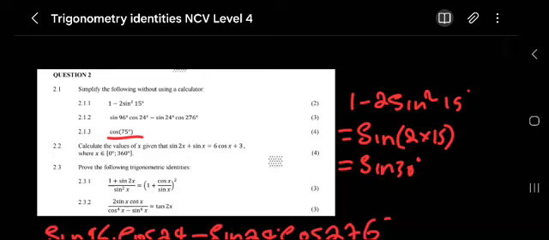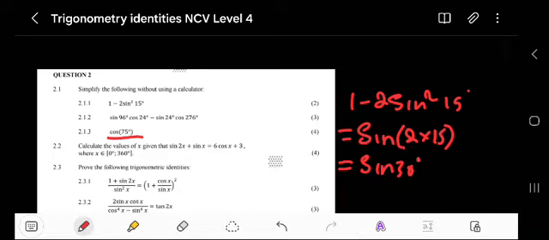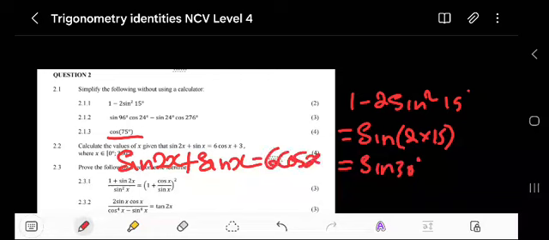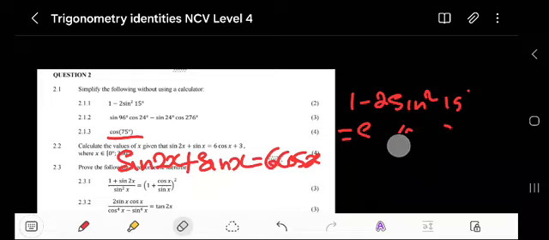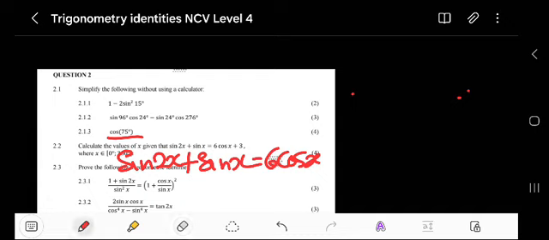Question 2.2, calculate the values of x, given that sine 2x plus sine x is equal to 6 cos x plus 3. This is what we have. Sine 2x plus sine x equals 6 cos x plus 3. All right, this is what we have.